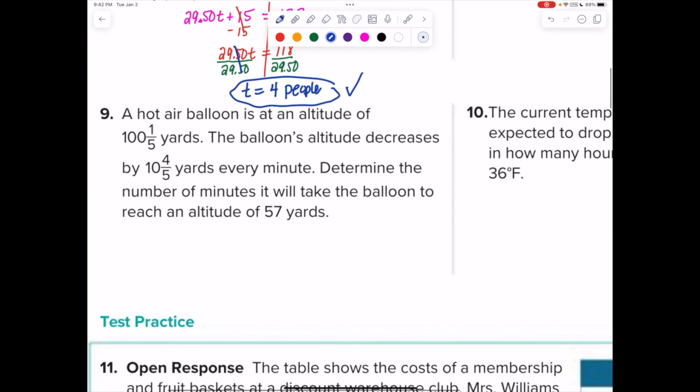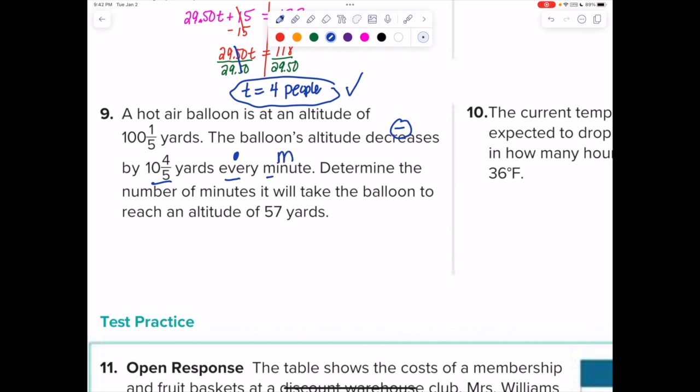Okay. All right, let's do the fraction one with the hot air balloon. A hot air balloon is at an altitude of 101/5 yards. So that's just the current height. It's decreasing. Okay, I know decreasing means subtracting. This much every minute. This is like saying each minute or per. So I know that's my multiplication. And this is probably my variable, right?